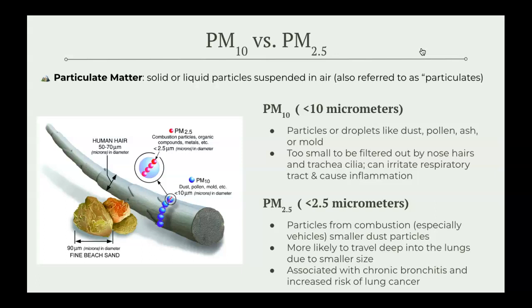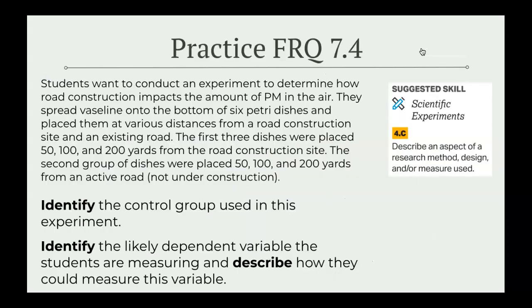So the practice FRQ that I'd like you to do is an experimental design. You need to pretend like you're going to conduct an experiment to determine how road construction impacts the amount of particulate matter in the air. You're going to spread Vaseline onto the bottom of 6 Petri dishes and then place them at various distances from a road construction site and an existing road.